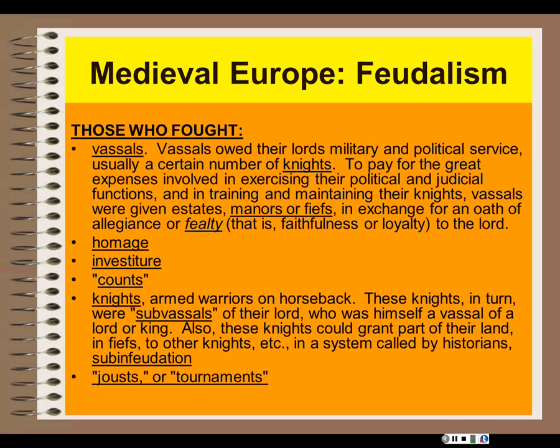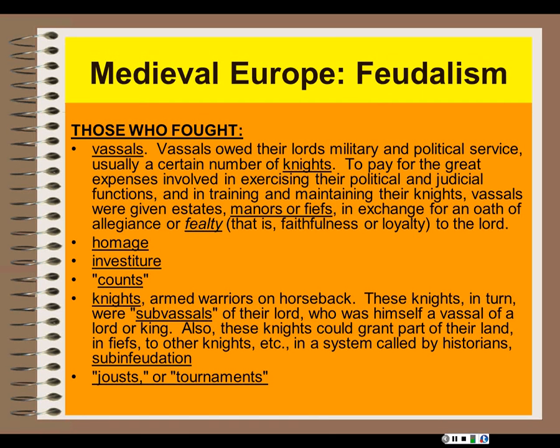Those who fought included vassals, who owed their lords military and political service, usually a certain number of knights, and to pay for the great expenses involved in exercising their political and judicial functions and in training and maintaining their knights, vassals were given estates, that is, manors or fiefs, and in exchange for an oath of allegiance or fealty, that is, faithfulness or loyalty to the lord. And so they had all kinds of ceremonies of homage and investiture of their land, etc., etc.